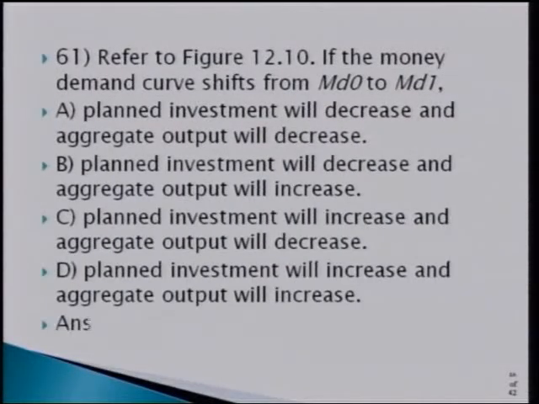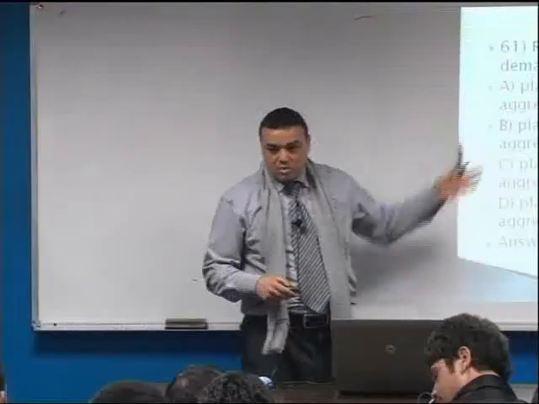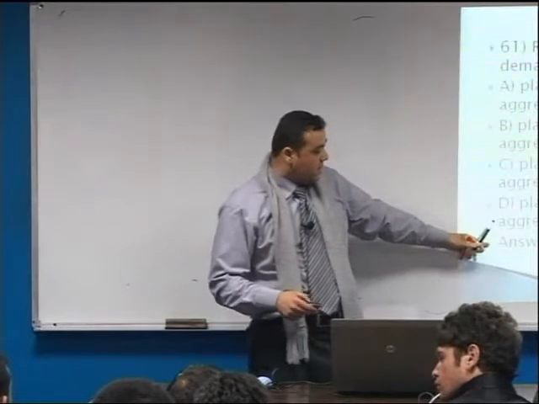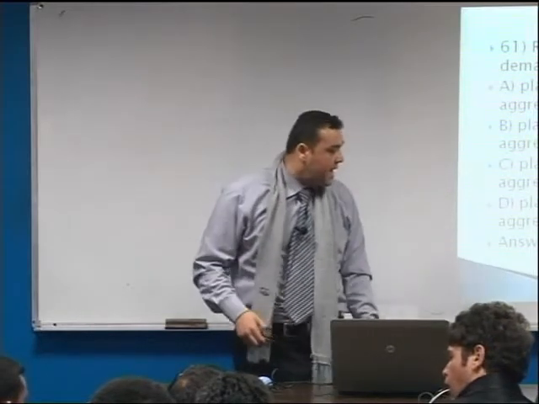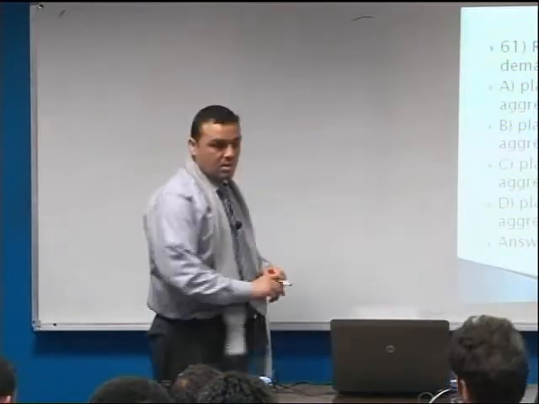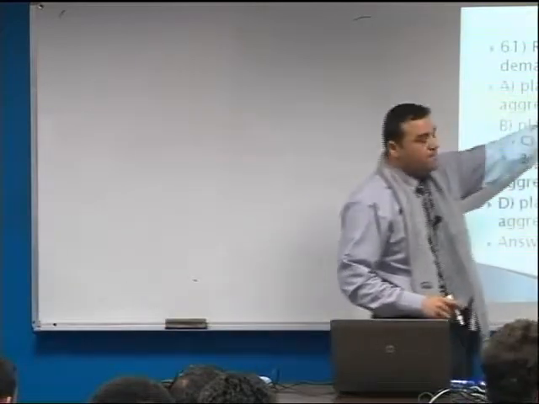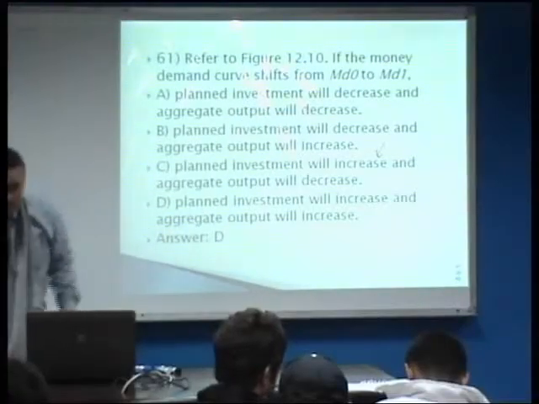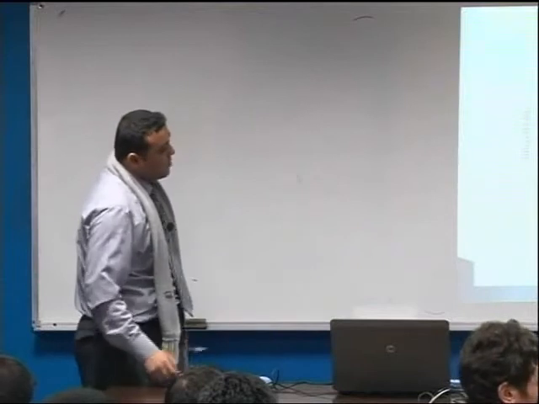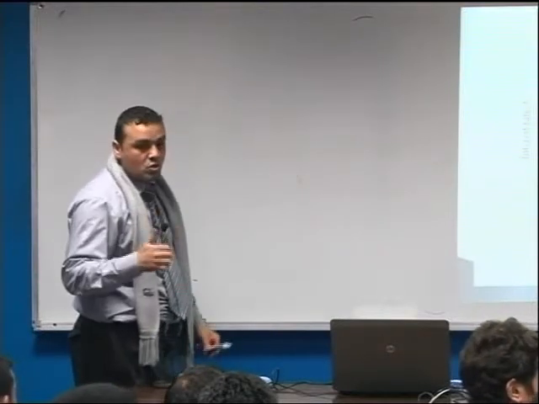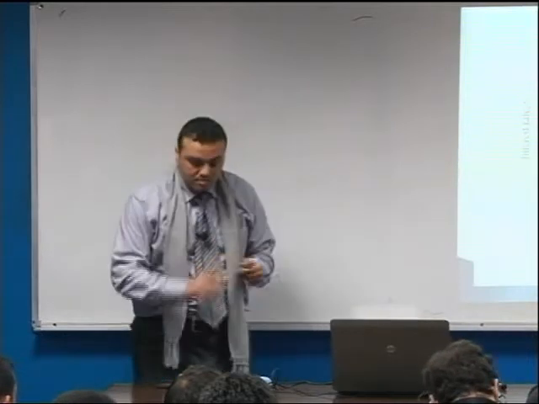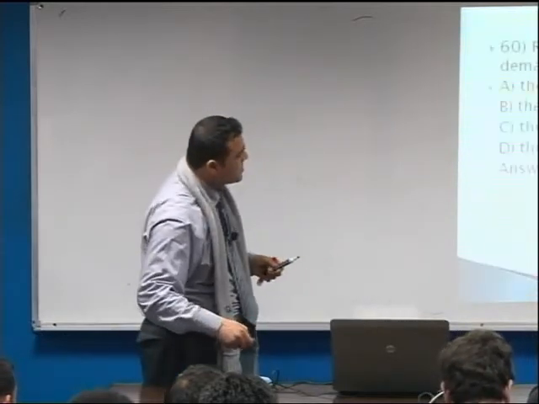Refer to the figure. If the money demand curve shifts from MD0 to MD1, what happens to planned investment and aggregate output? Let's see. And the answer is D: planned investment will increase and aggregate output will increase. The question is that we have a shift from MD0 to MD1. I go back to the drawing, from MD0 to MD1, what are the effects on aggregate output? Does it want the effects or the reasons?